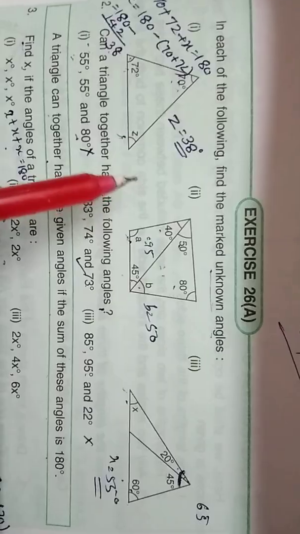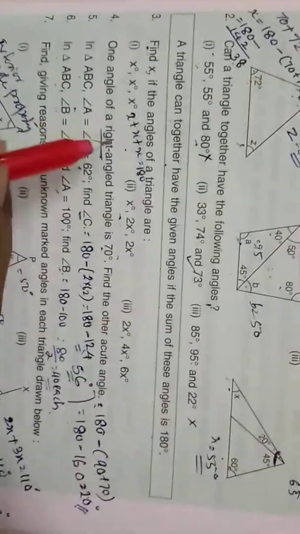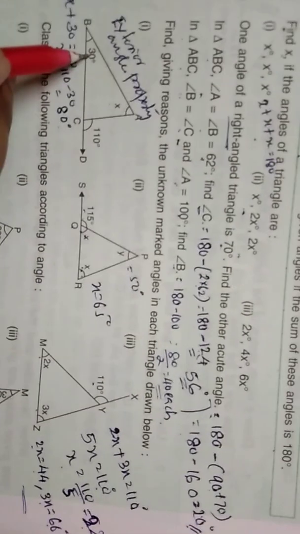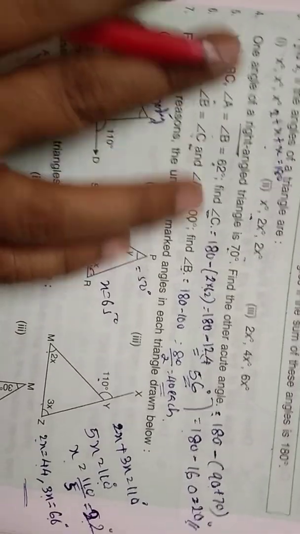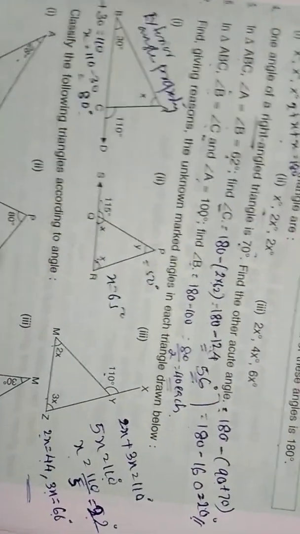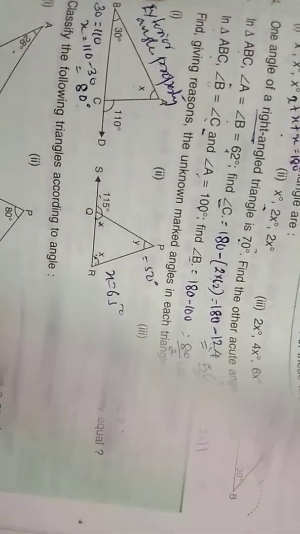Okay, using that property, the sum of the three angles of a triangle is always 180. The second point is that an exterior angle of a triangle is the sum of the interior opposite angles. And an exterior angle and its adjacent interior angle sum to 180. Using these three properties, you can do all the questions from this exercise. You can expect questions from this exercise also.